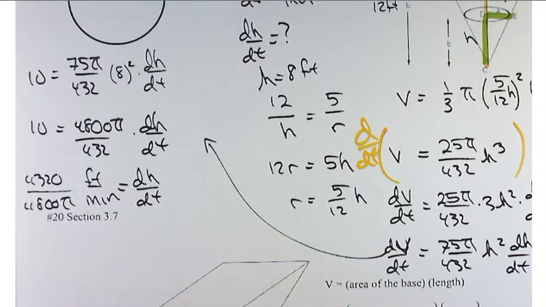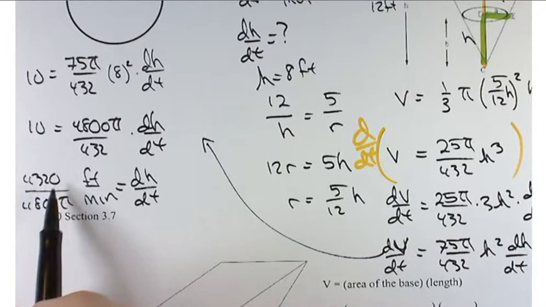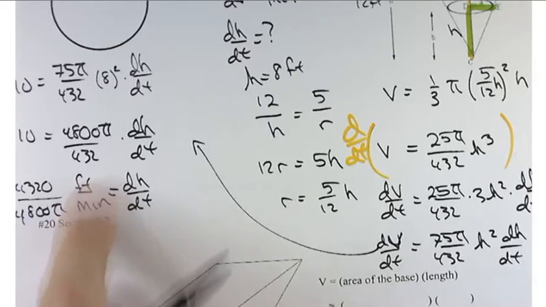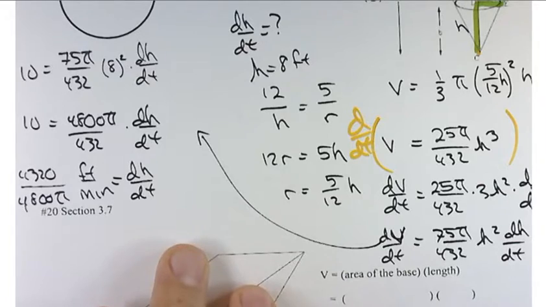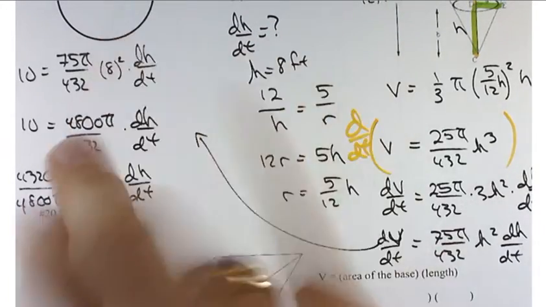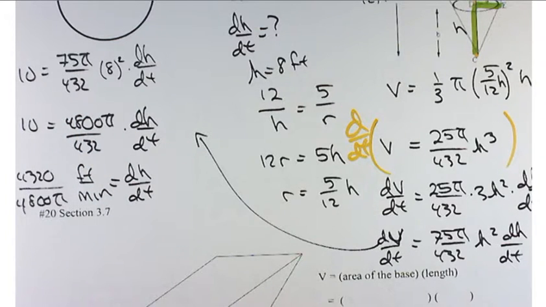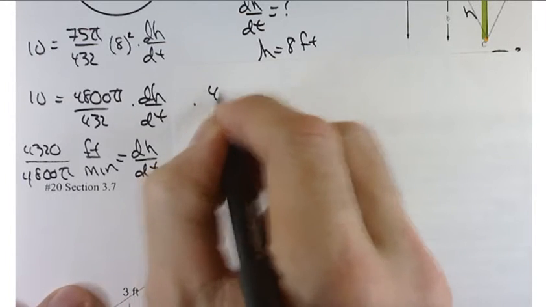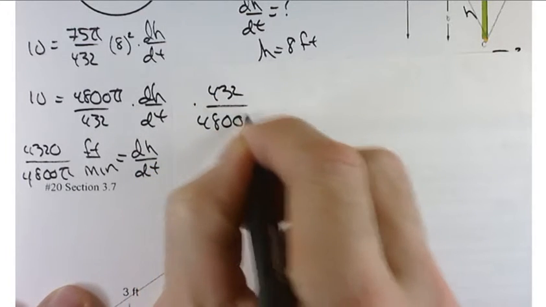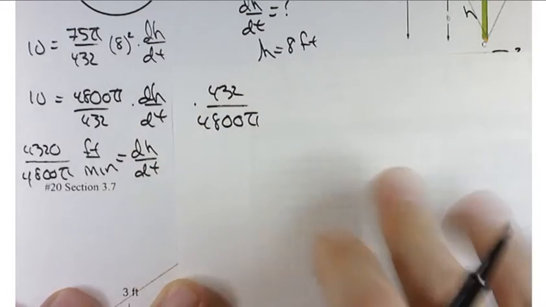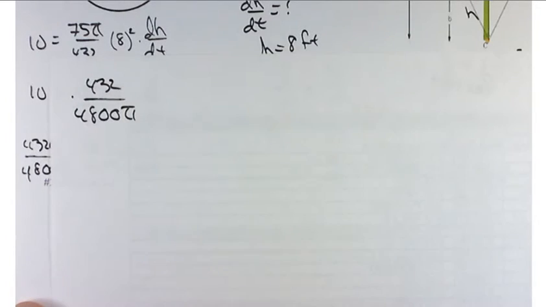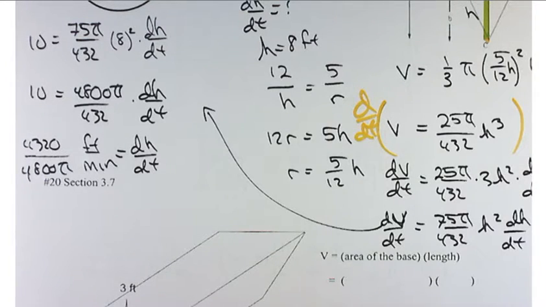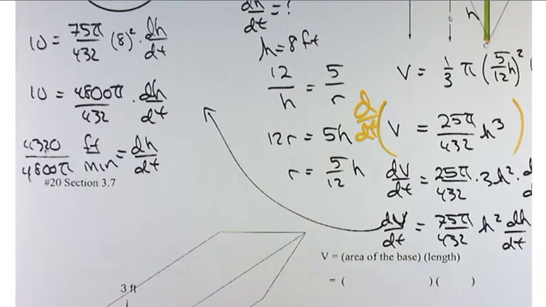Justin? 4,320 over 4,800 pi feet per minute. Because you have to multiply by the reciprocal of this on both sides to get it off of the right-hand side. So I don't really have much room for the reciprocal in here. I just remind you that it would be multiplying by 432 over 4,800 pi. So on the right-hand side, those will cancel. And on the left-hand side, you get 10 times 432. Okay. And yeah, you could reduce that in lowest terms. I don't care. Looking for a decimal value at that point would be fine.